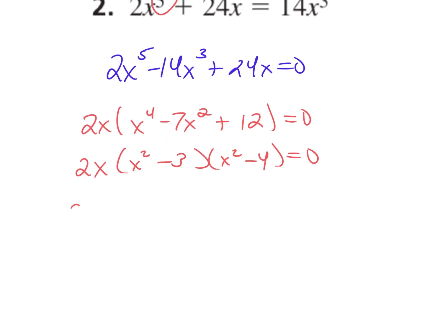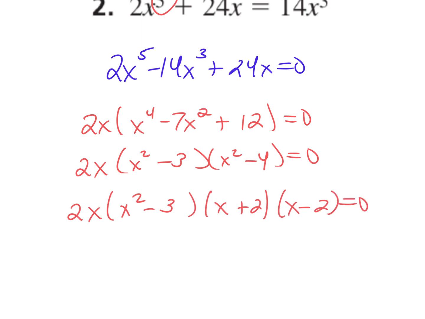Okay, so now I have 2x out here. Is x squared minus 3 the difference of perfect squares? No, so let's just leave it. Is x squared minus 4 the difference of perfect squares? Yes. What does this break down into? X plus 2 and x minus 2.